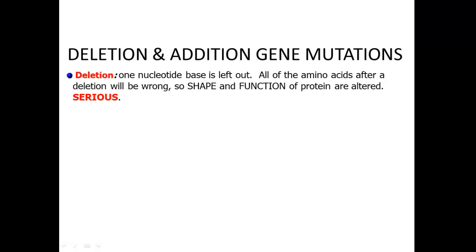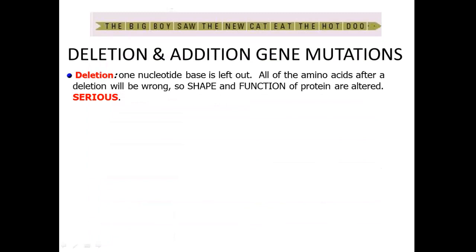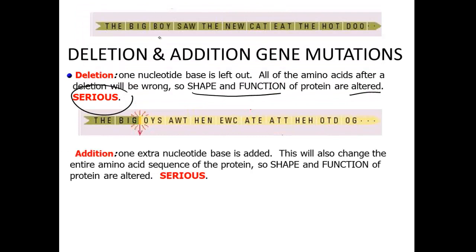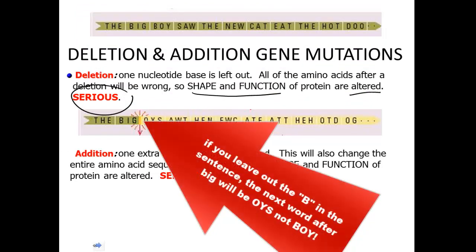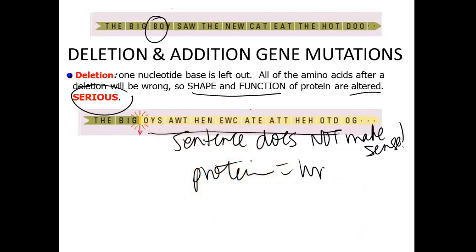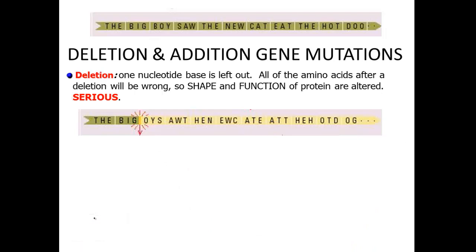The other two types of genetic mutations are deletions and additions. Now deletions, again, when you get one letter left out, one nucleotide left out, and it's very serious because all the amino acids after the deletion will be wrong, so the shape of the protein and the function of the protein will be incorrect. So if you think about it as a sentence, the complete sentence will be changed after that deletion. So if you leave out the boy, the sentence doesn't make sense anymore. And of course, when you're talking about proteins, the protein will just be wrong. It'll be the wrong shape. It won't twist properly. It won't be able to do its job.